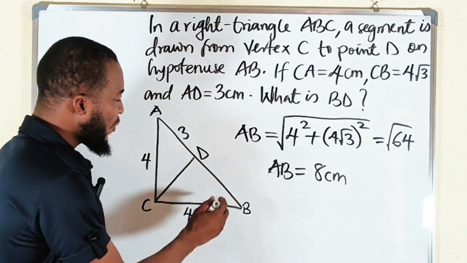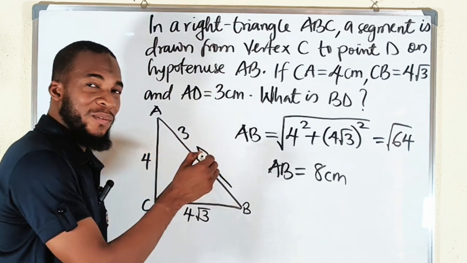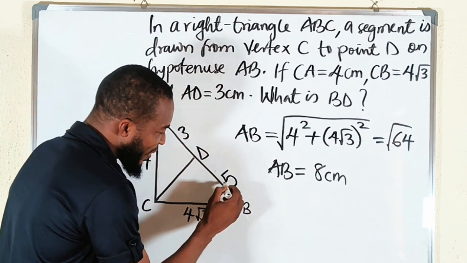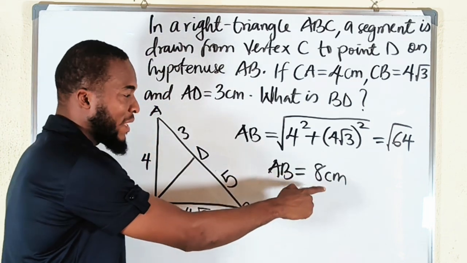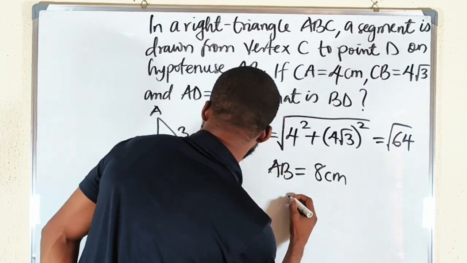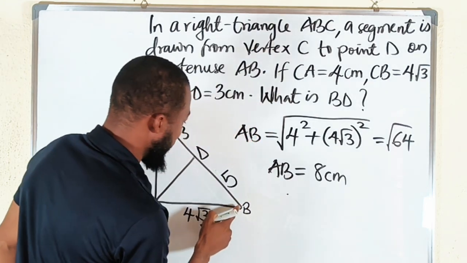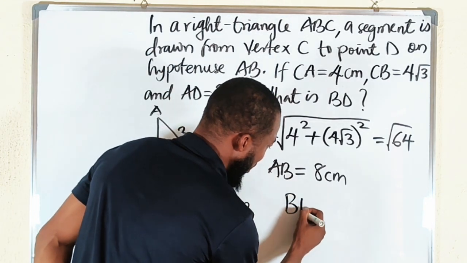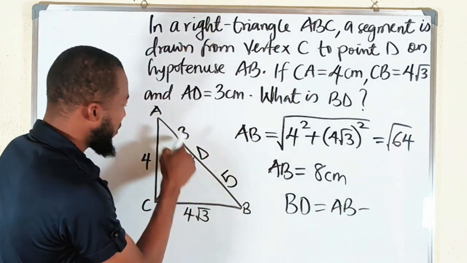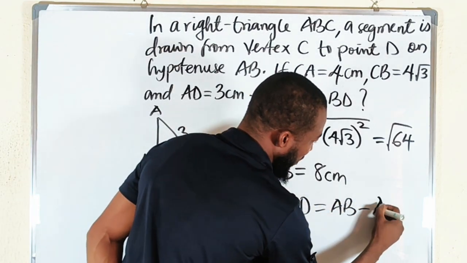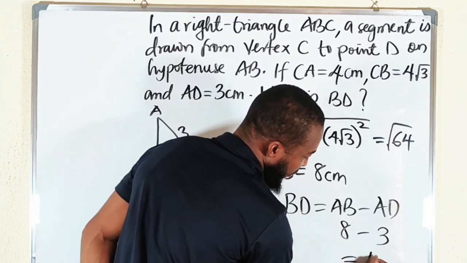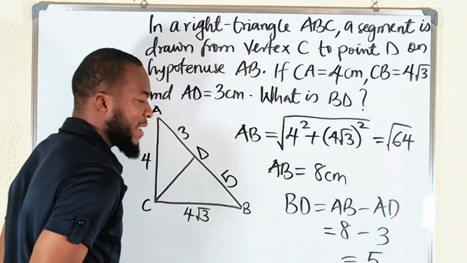But we know that this together with this will give us the hypotenuse, which implies that this must be equal to 5 because 5 plus 3 is 8. Or you can simply put it as BD will be equal to AB, the whole length, minus this little segment, which is AD. So this is 8 minus 3, which is equal to 5 cm.